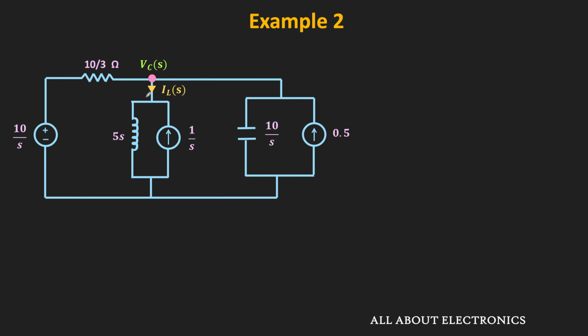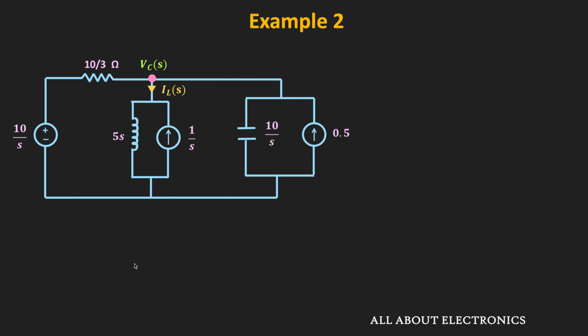Here, the current in this branch will be the current through the inductor, and the voltage at this node will be the equivalent voltage across the capacitor. And as you can see, the same voltage will also appear across the inductor. So to find the current through the inductor, first of all we need to find this Vc of S, and to find that, let us apply the KCL at this node.